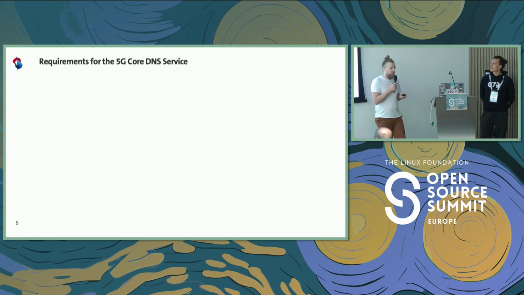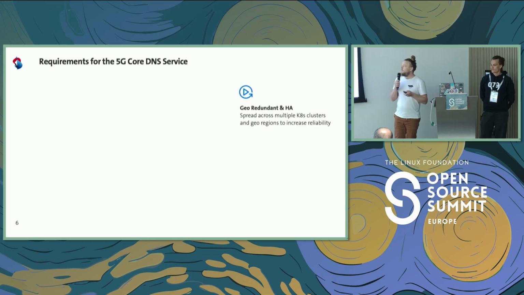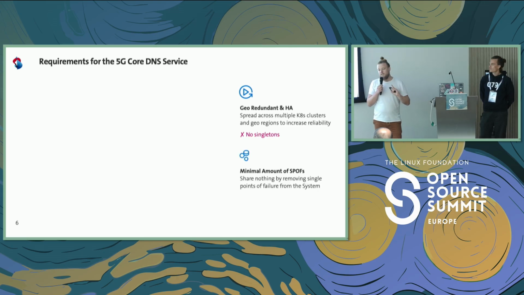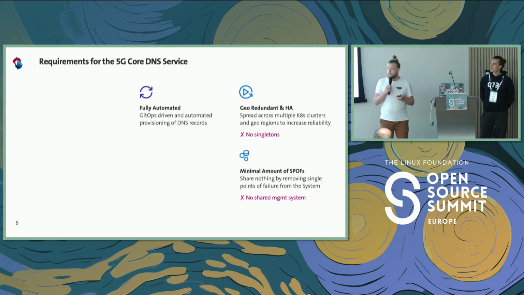This brings us to a few requirements when we talk about DNS. First of all, it's supposed to be geo-redundant, so we need to deploy it across multiple Kubernetes clusters, which should make it HA, so we cannot go with singletons. That also means that we should not share a management plane, so we shouldn't create single points of failure by clustering things. So we really decided not to have a shared management or control plane.